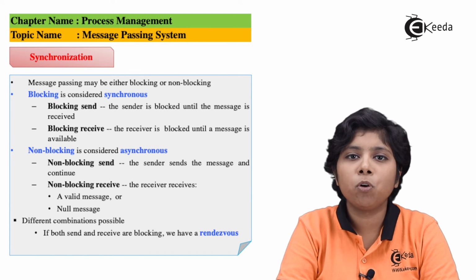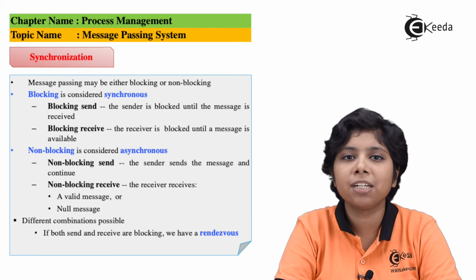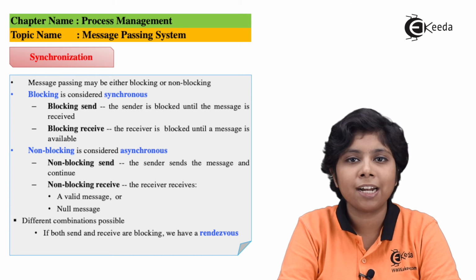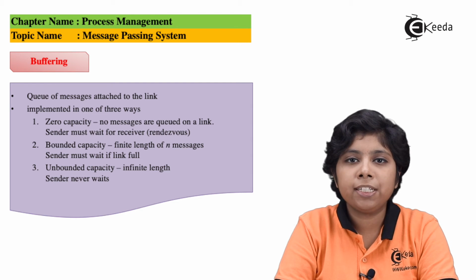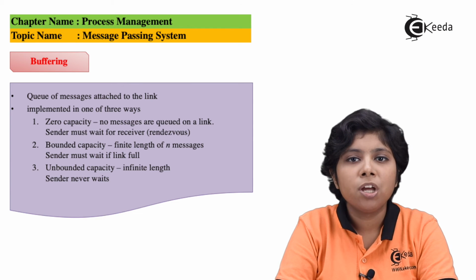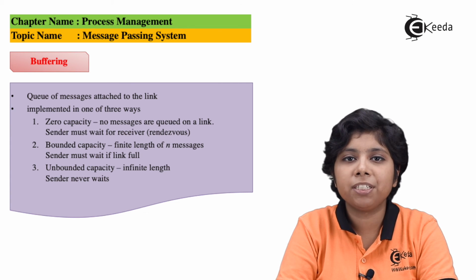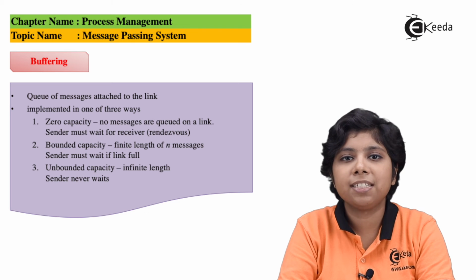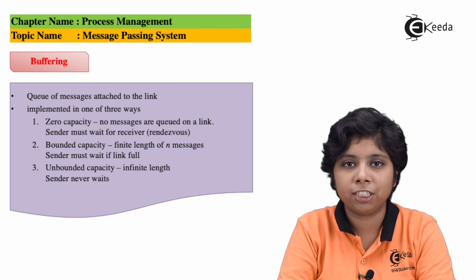Now, if we are using both blocking send and blocking receive, then a rendezvous is going on, and it can provide a trivial solution to the producer-consumer problem, where a producer produces an item and a consumer consumes it. The next concern is buffering. Whether in direct or indirect, synchronous or asynchronous communication, there should be a temporary queue in which the messages are placed. This is known as buffering, and it can be done in three implementations: zero capacity, finite or bounded capacity, and unbounded capacity.